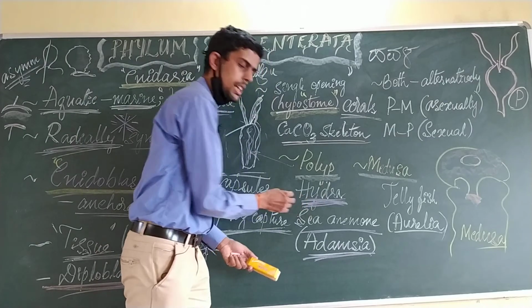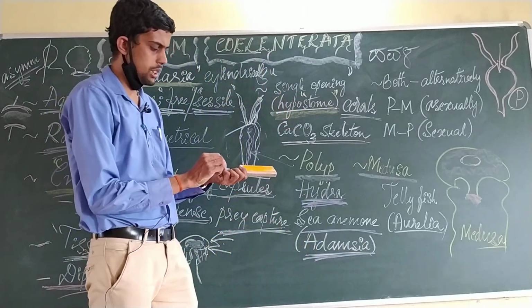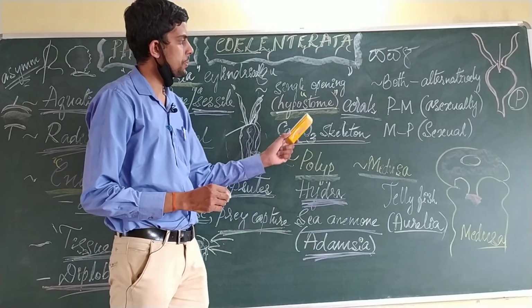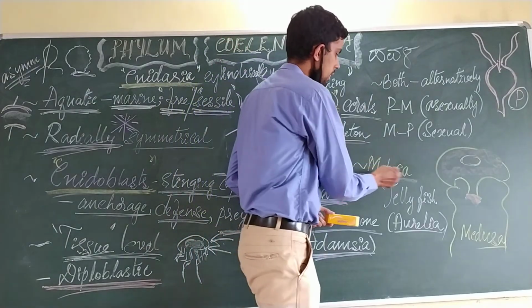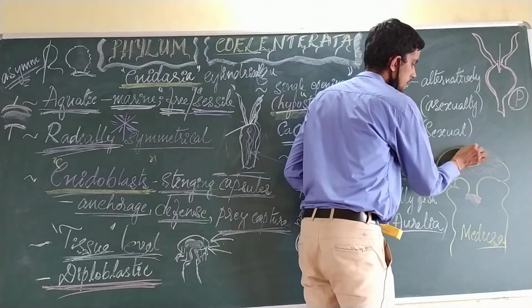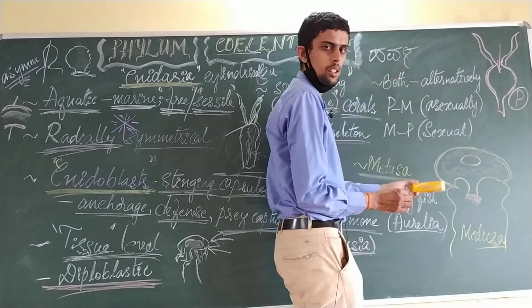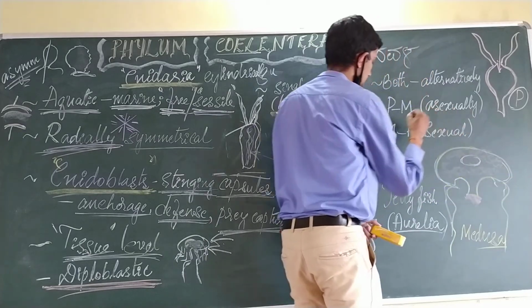Whenever you write a scientific name, it has to be underlined. So in your exam paper, you have to underline scientific names. And then in the reproduction, or the other form, that is the medusa. This medusa is a flattened structure which comprises numerous tentacles at its lower portion.